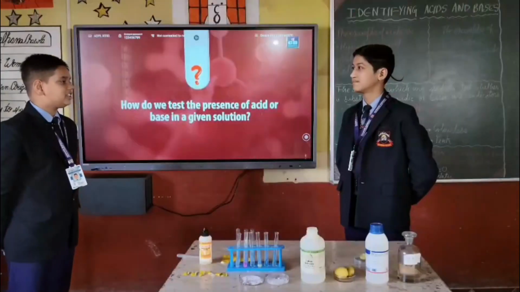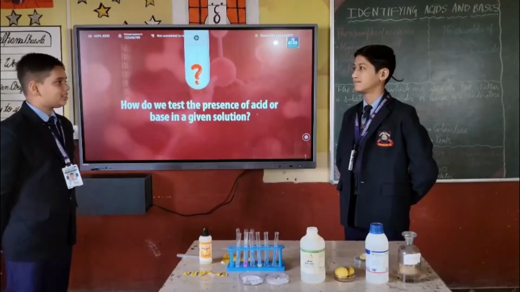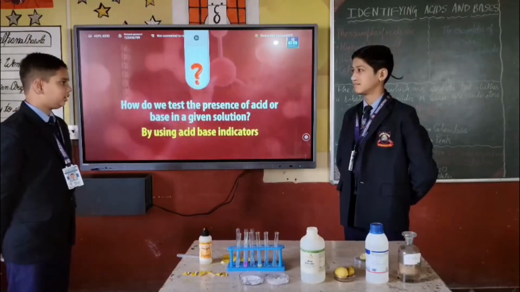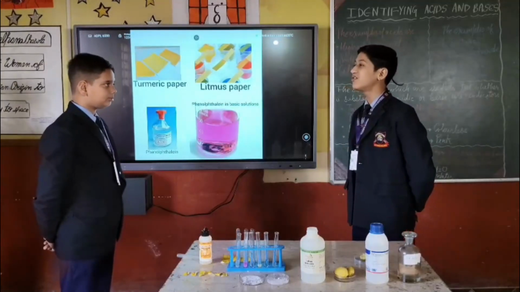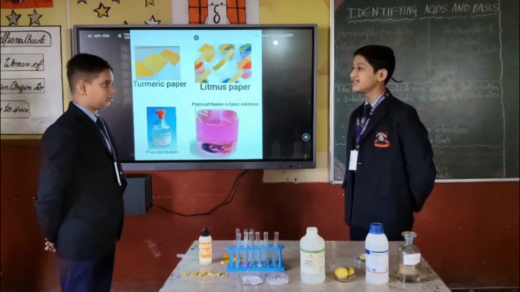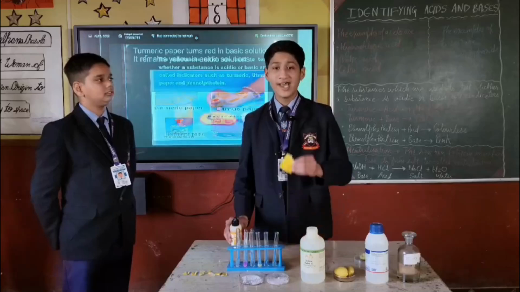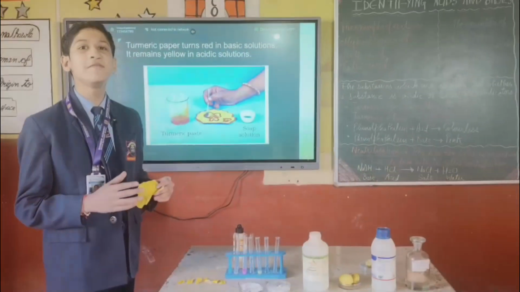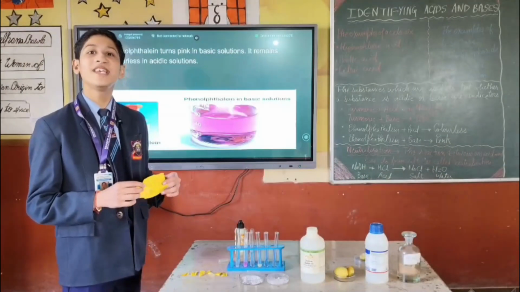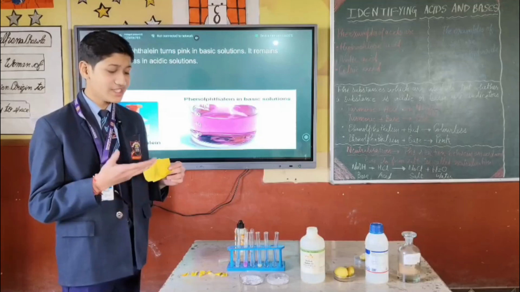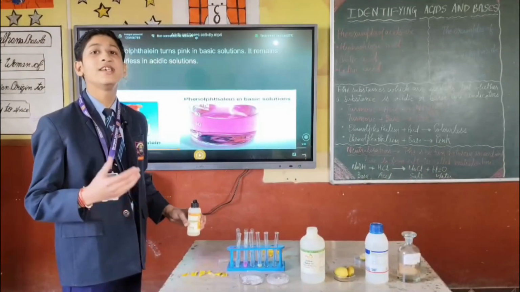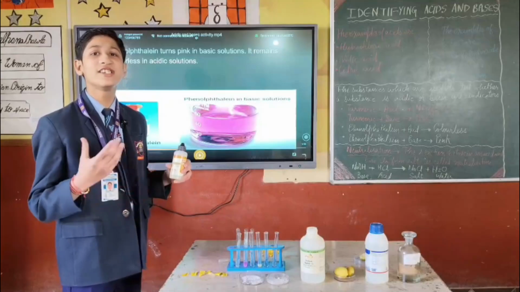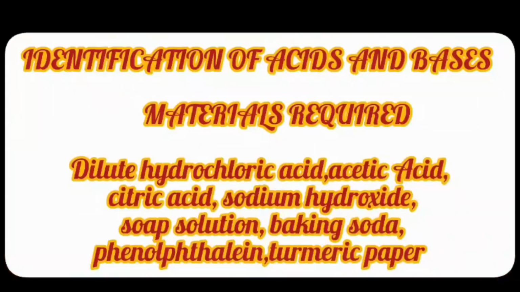Mukul, can you name the substances which are used to test whether a substance is acidic or basic? The substances used to test whether a substance is acidic or basic are called indicators, such as phenolphthalein and turmeric paper. Turmeric paper turns red in basic solution and remains yellow in acidic solution. Phenolphthalein turns pink in basic solution. It remains colorless in acidic solution.